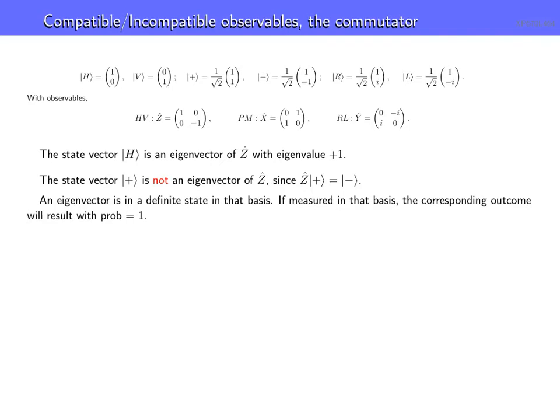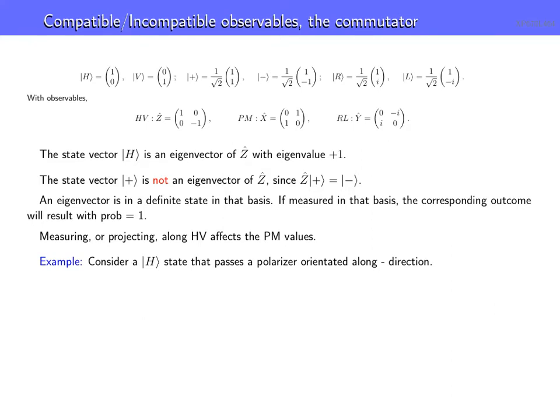Now, because the plus is not an eigenvector, we can see that when we measure a particle, now in a photon we usually destroy it upon measuring, a spin you don't have to, or just projecting, which we talked about before. If we project along one direction, it affects the other basis values. So as an example, let's consider this carefully. Let's take an H state and pass it through a polarizer that's orientated along the minus direction.